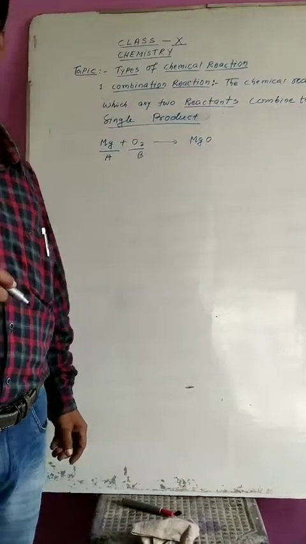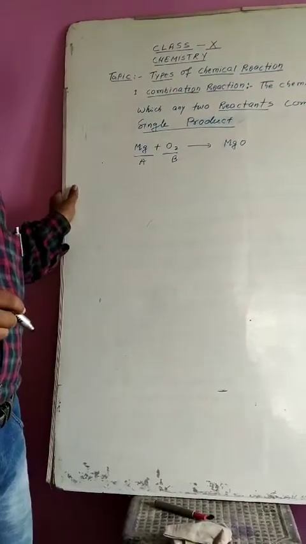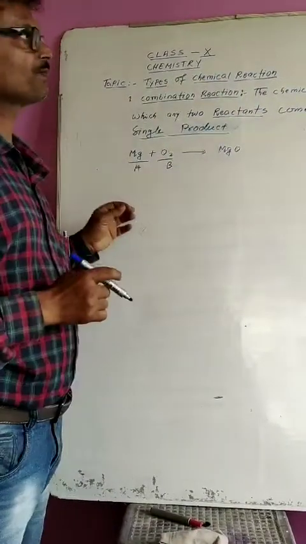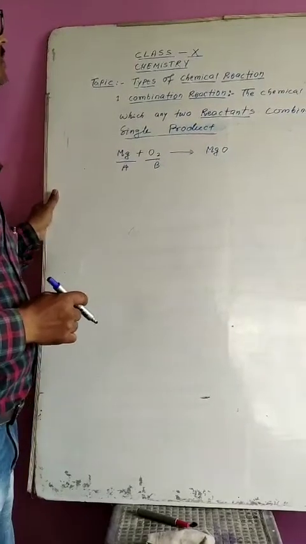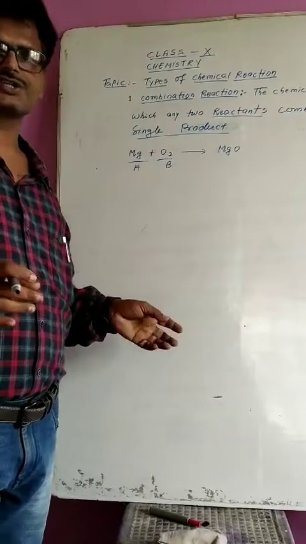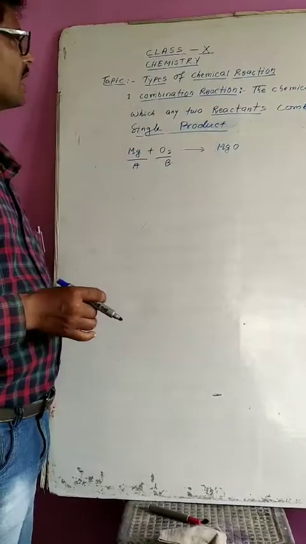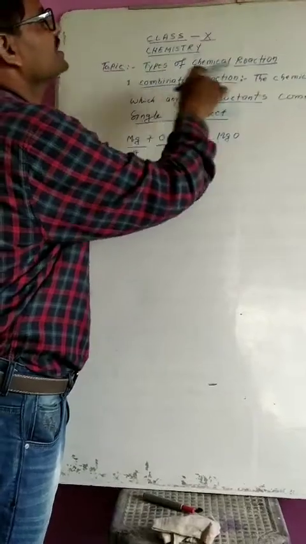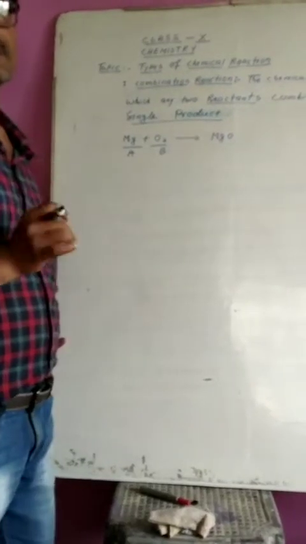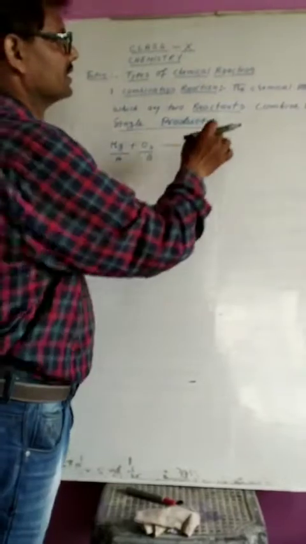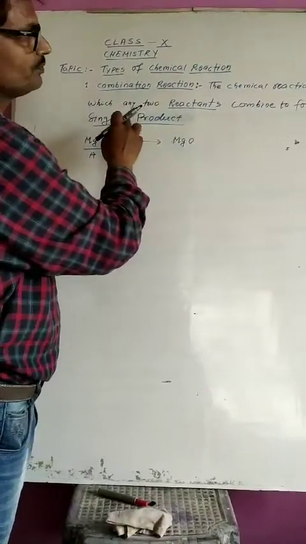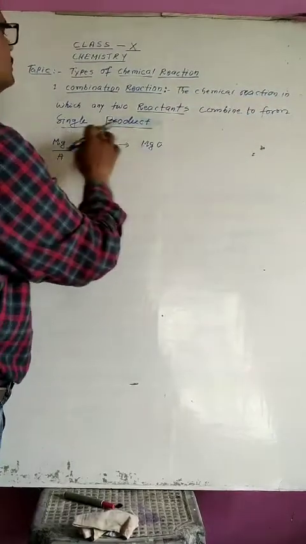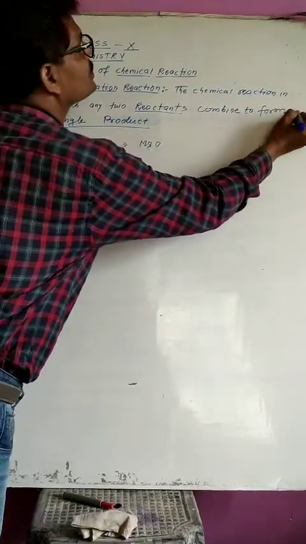Good morning, students. We are going to study the types of chemical reactions. There are different types of chemical reactions, and one of them is the combination reaction. What do you mean by combination reaction? The chemical reaction in which any two reactants combine to form a single product.